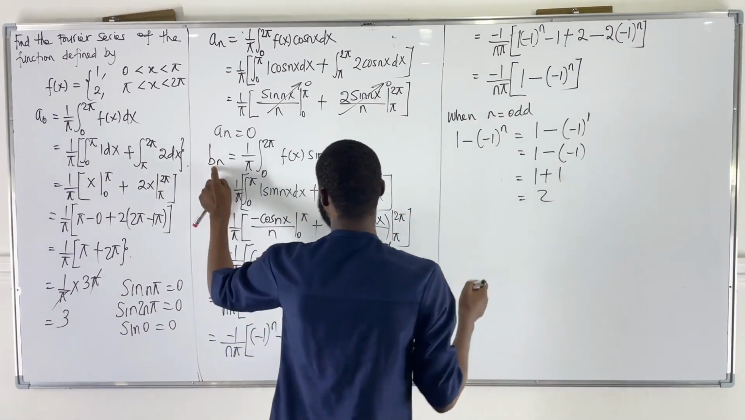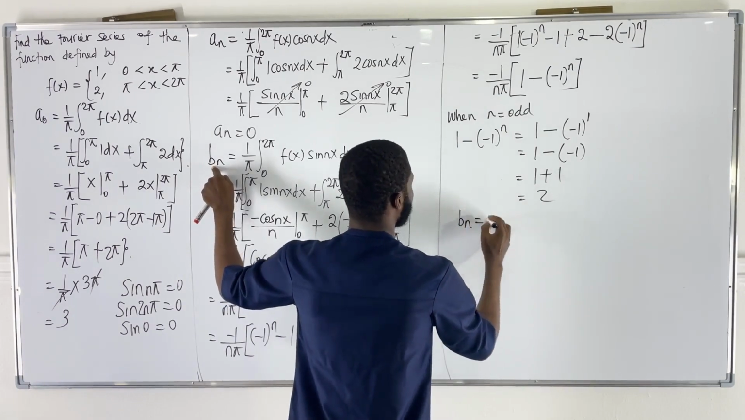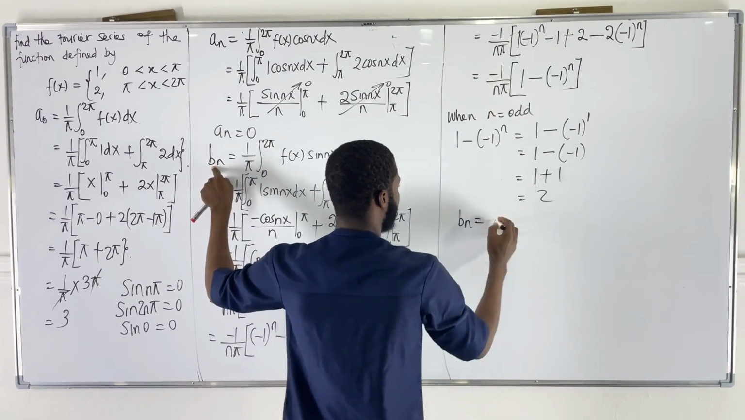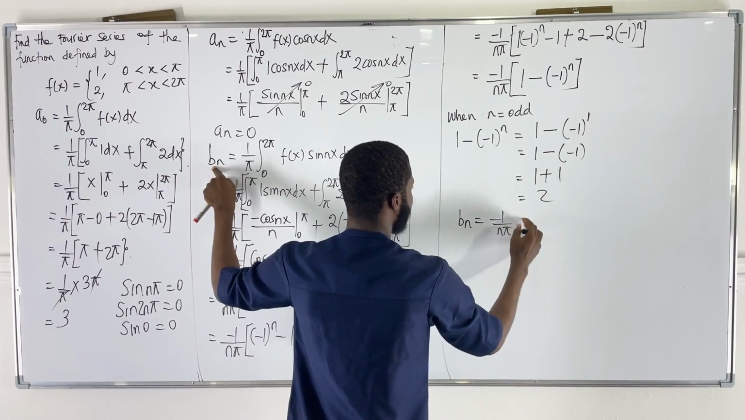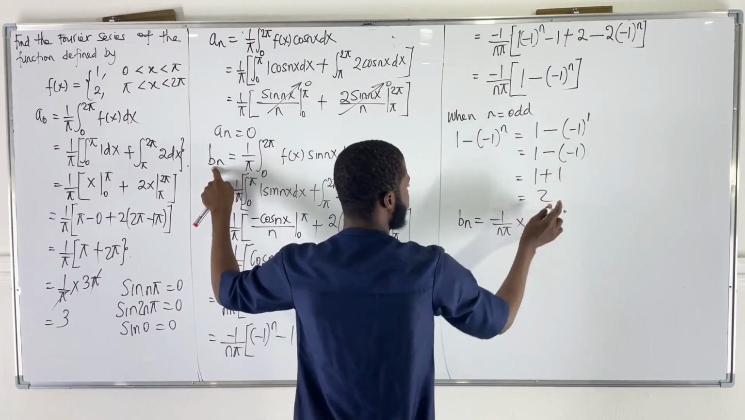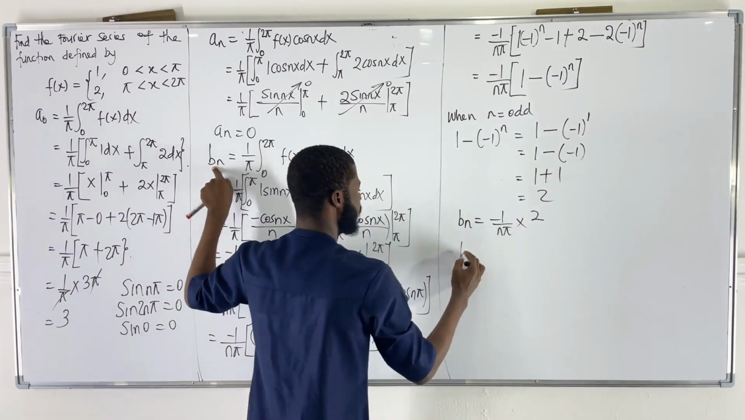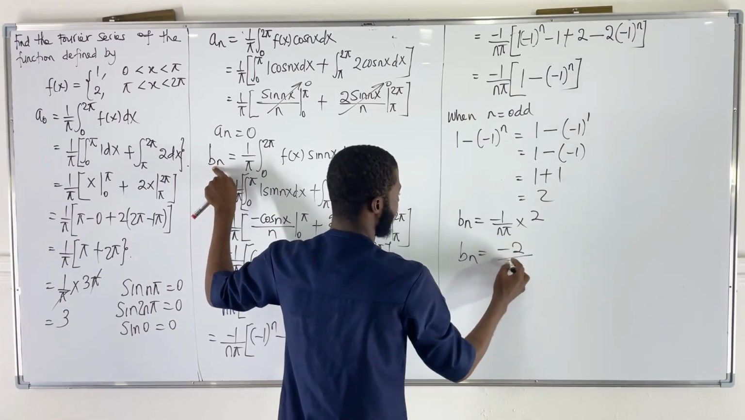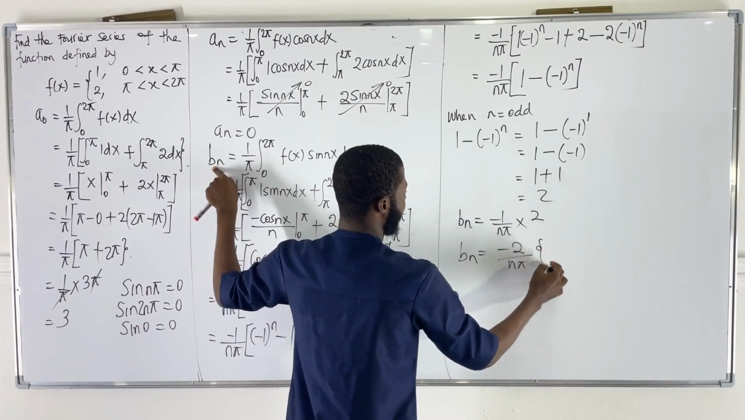Now this tells me that my b sub n will become minus 1 over n pi times what this bracket gives me. Now this bracket gave me 2. So that means b sub n is minus 2 over n pi, provided n is odd.